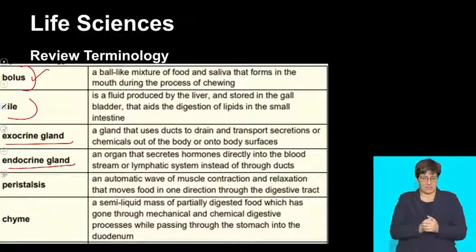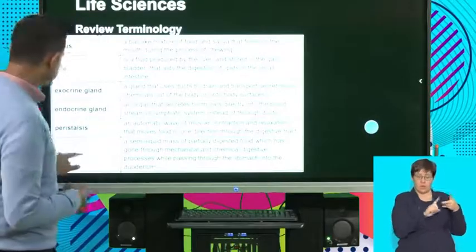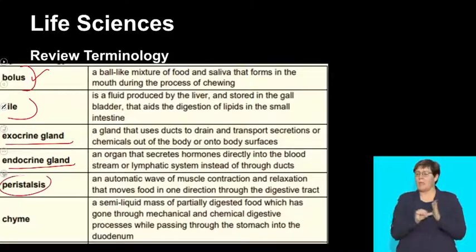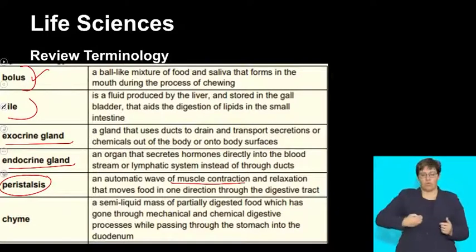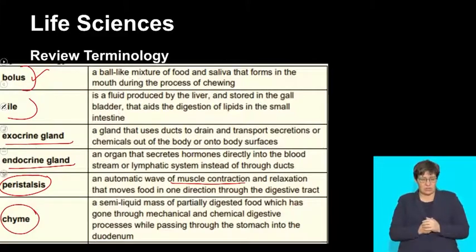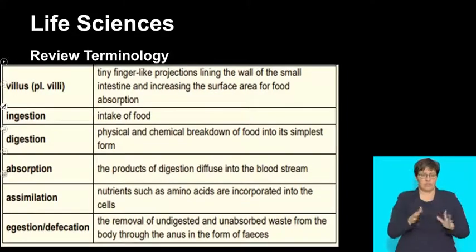So we talk about insulin and glucagon. An important concept of peristalsis is how the muscles contract and move and propel the food along the digestive system. The component of chyme, which is what is seen as a product that moves from the stomach into the small intestine after it is mixed with digestive juices.